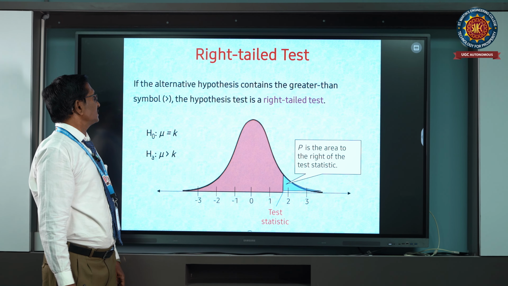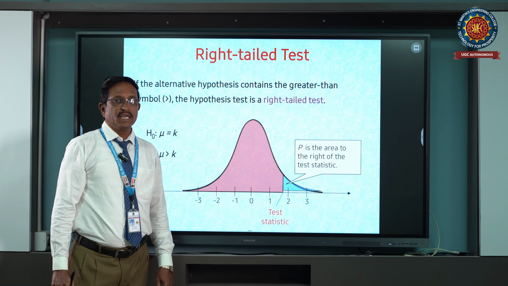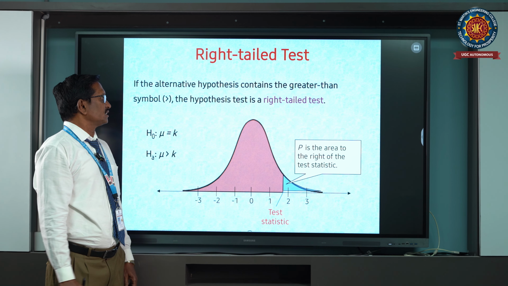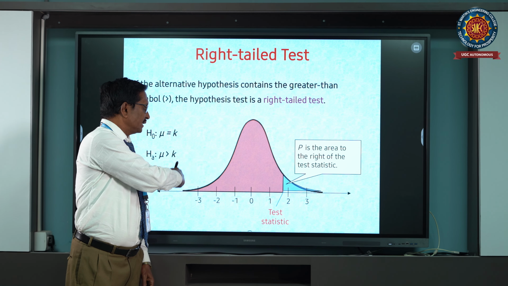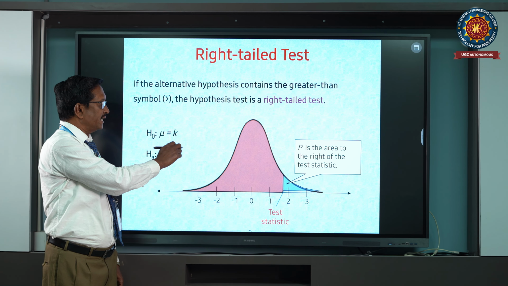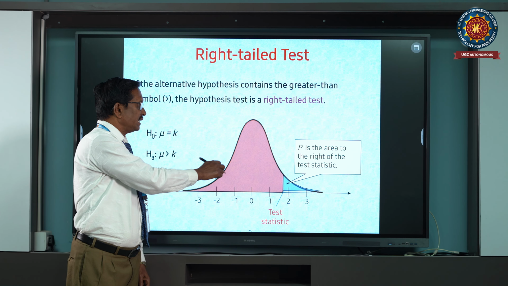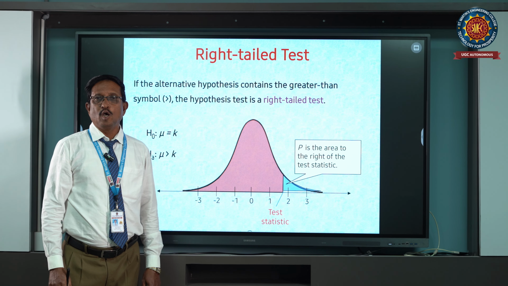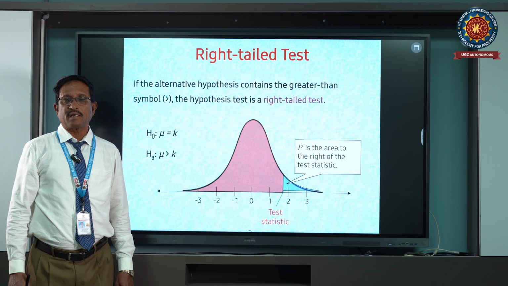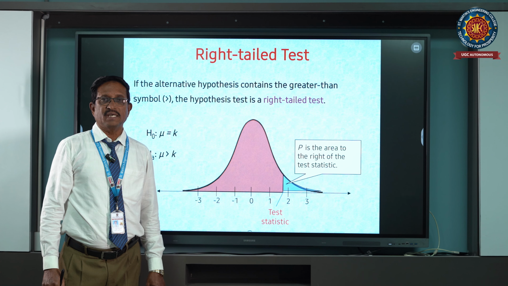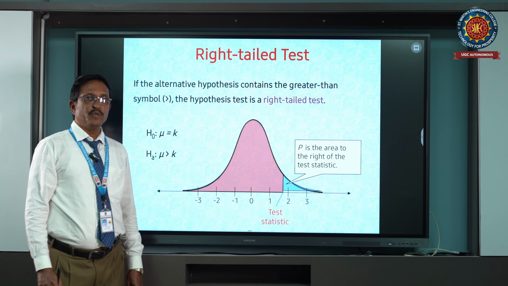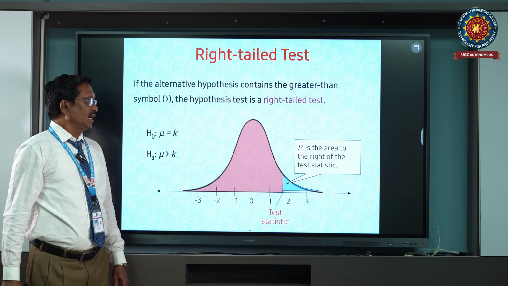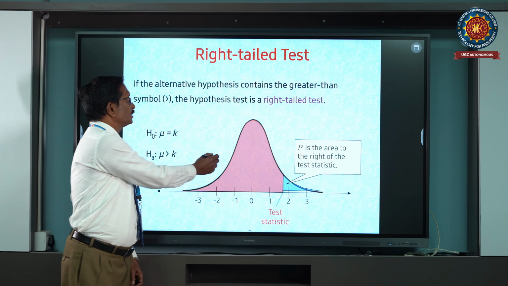Next, the right-tail test. If the alternative hypothesis contains the greater than symbol, it is called a right-tail test. In this probability diagram, the critical area is on the right side. So the null hypothesis H0: mu is equal to k, and the alternative hypothesis H1: mu greater than k. This is the area to the right of the test statistic.